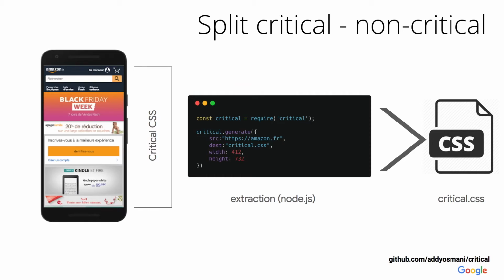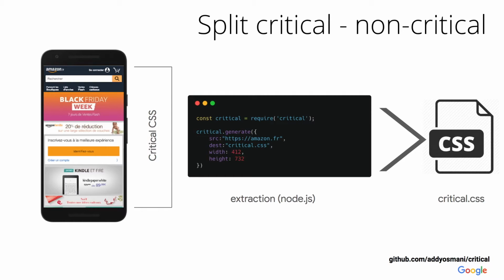Another technique to speed up and optimize CSS is to generate the critical CSS. So what is the critical CSS? It's basically the CSS that is used only for the above the fold part. So here in that example of Amazon, the critical CSS will be only the rules used for the above the fold, so only what you are seeing now on that screen.